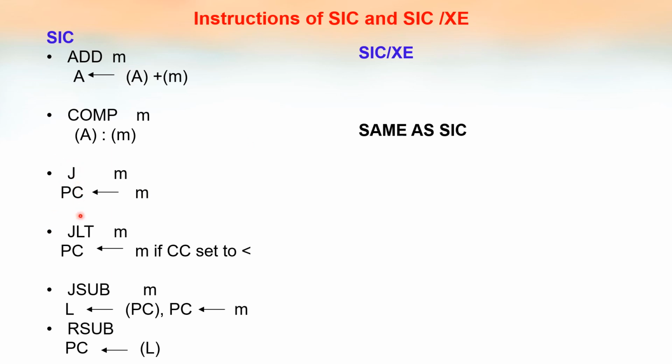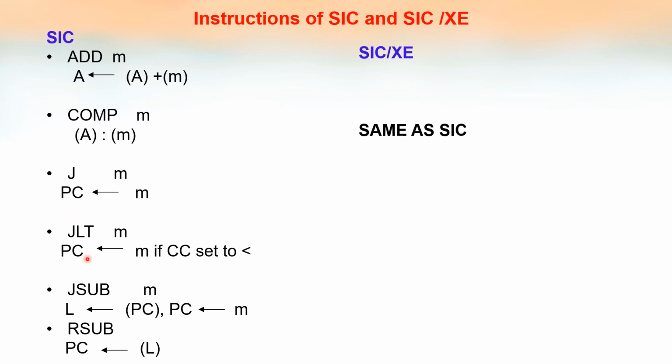Now the jump instructions. J M, jump to the memory address. This is an unconditional jump. Without any condition, the program control is transferred to this memory address M, which means that the memory address is loaded into the program counter. The program counter always stores the address of the next instruction to be executed. So J M means the next instruction to be executed is at the memory address M. That value is loaded into the program counter.